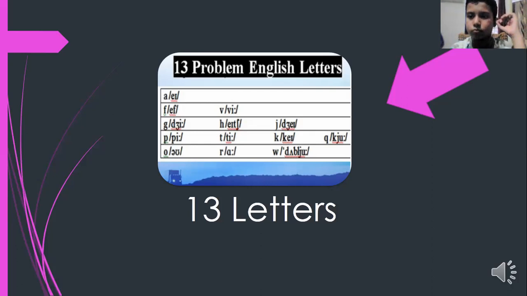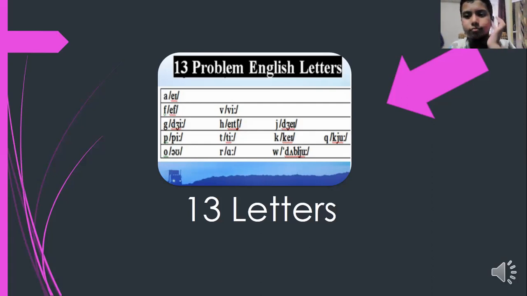But everybody should keep in mind that it will not be pronounced incorrectly. Most of the people pronounce R differently. You can also say this because it's an American accent, but on the screen you see that the R is pronounced with a British accent, so the pronunciation is a bit different from the American accent.